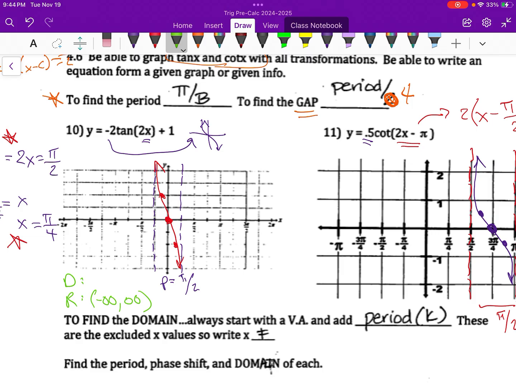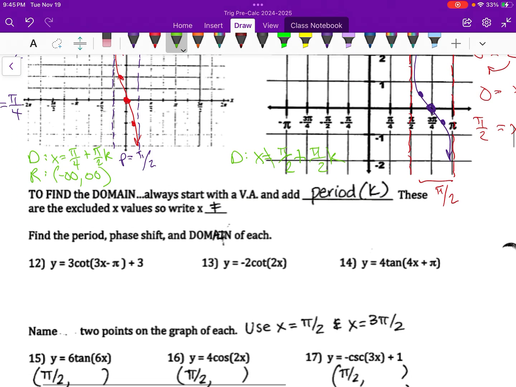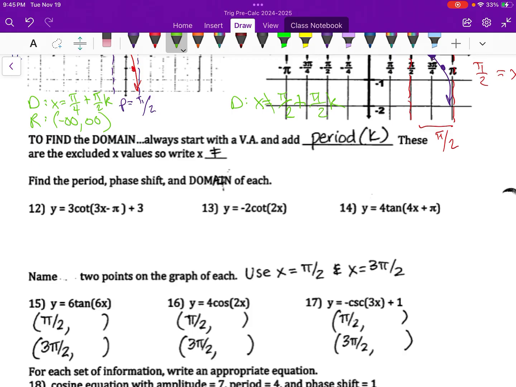Okay, the other one is going to be dictated by what's the first actual asymptote you see on the positive side, which in this case is pi over 4, and then it's going to be plus the full period k, so pi over 2k, right? That's how you'd write that one. This domain would be x cannot equal pi over 4 plus pi over 2k for the period. So no big issues there. You just got to practice a little bit, guys. Go back to your actual stuff, make sure you know what you're doing, okay?